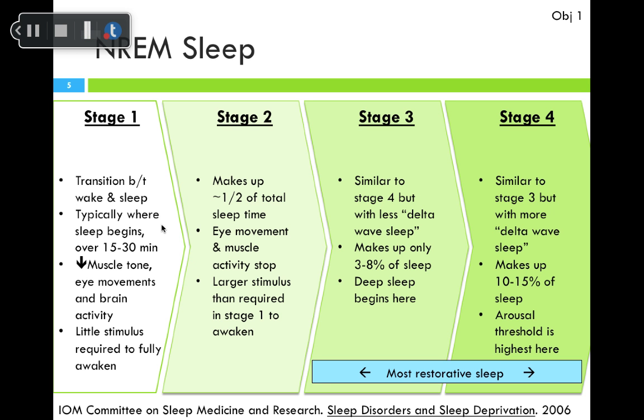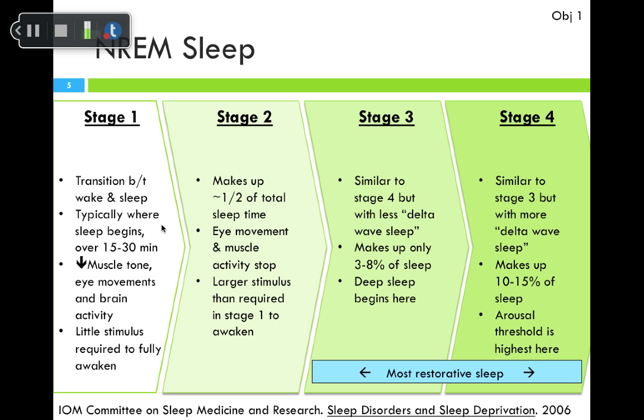However, within stage 1, only a small stimulus is required to fully wake somebody up from this light stage of sleep. Moving from stage 1 into stage 2, this makes up about half of the total sleep time. In stage 2, you actually have complete cessation of eye movement and muscle activity. And within stage 2, as it makes sense, a larger stimulus is required to wake somebody up than would be required to wake somebody up from stage 1 sleep.